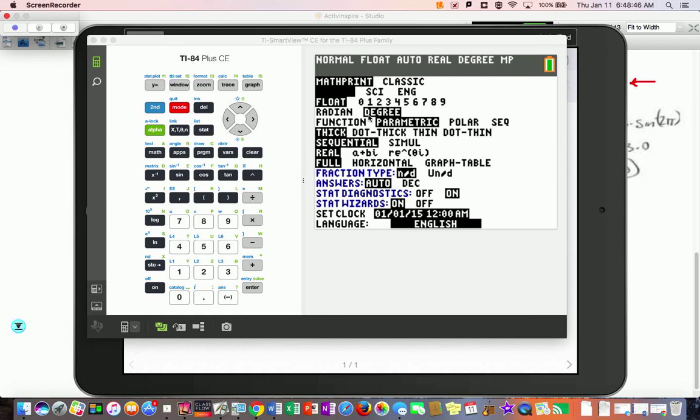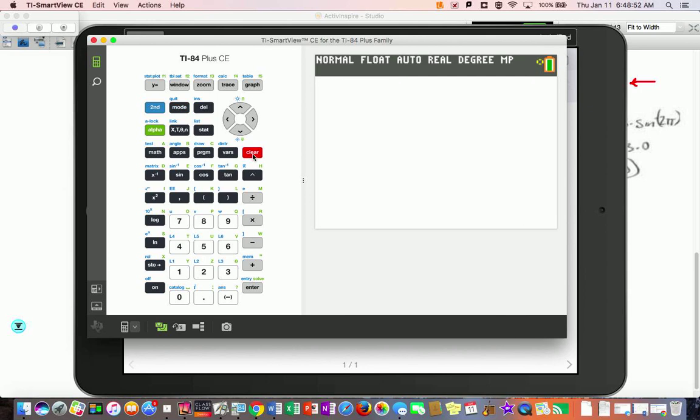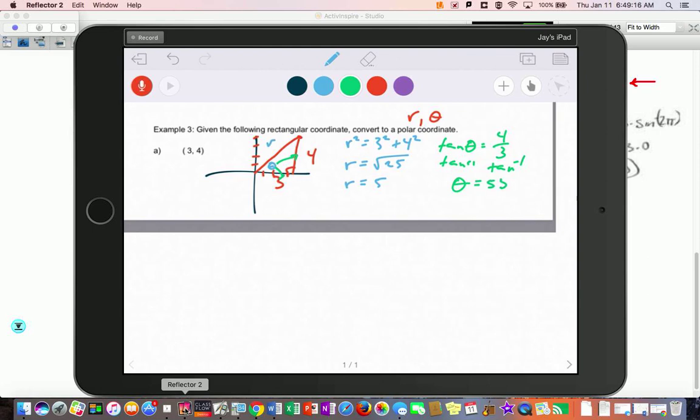I'm in degree mode, so I want my answers coming back to me in degree mode. So that's good. And so now I can do second tangent, the inverse tangent of 4 divided by 3, and that's 53.13 degrees. So when you talk about converting this, you write down your r and then 53.13 degrees. So that's r and theta.